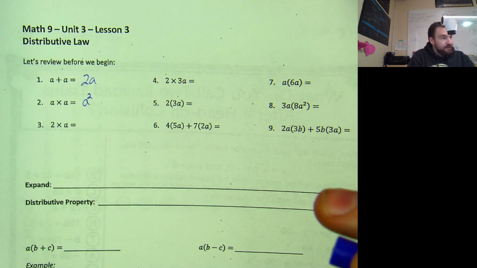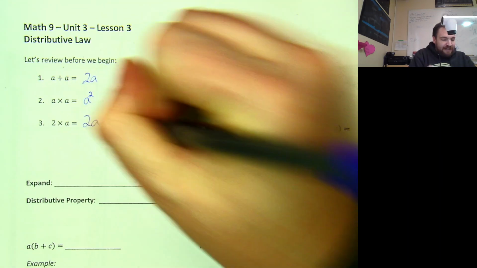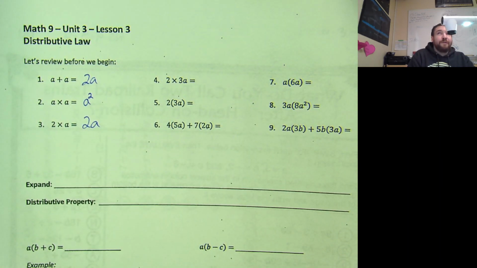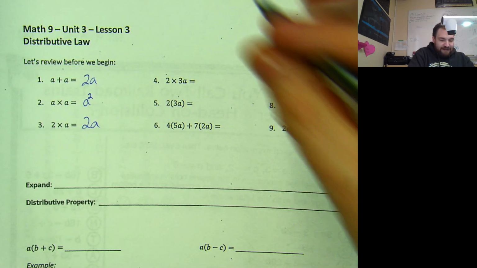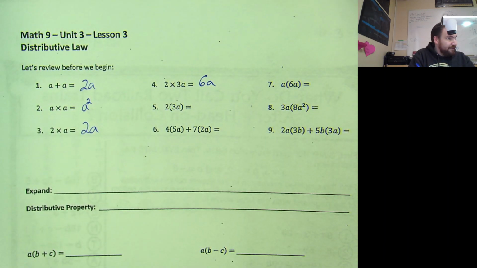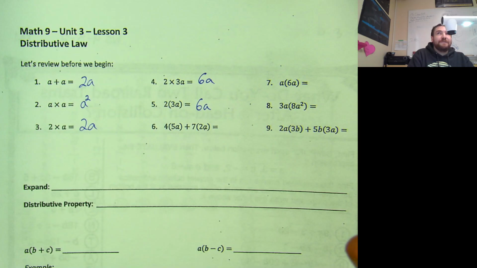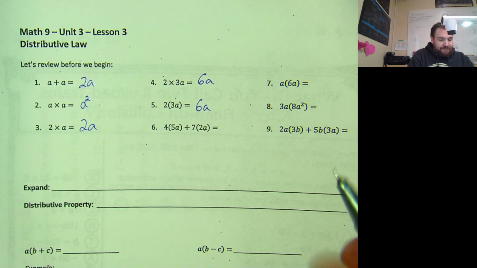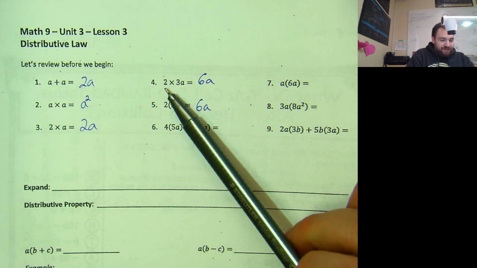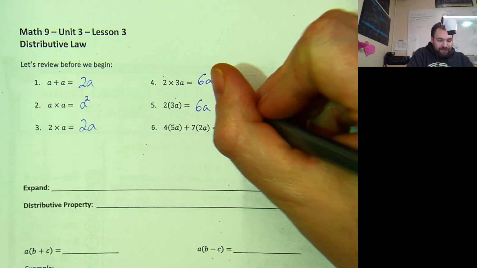Yes, Carolyn. The next one is 2A. 2 times A is 2A. So number 4 is going to be 6A. Love it. 5 is also going to be 6A because 4 and 5 are written differently but mean the exact same thing. I have 2 times 3A, which was 2 times 3A. How about number 6? It is, in fact, 34A.